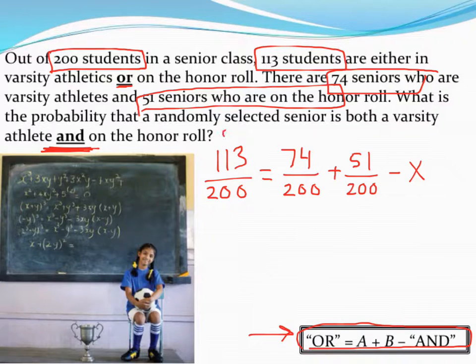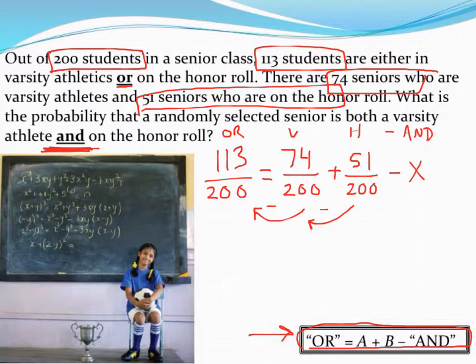So again, here's my OR, how many students are on one or the other. Here's how many students are on varsity alone. Here's how many are on honor roll alone, and I want to make sure I subtract off the AND. Well, I suppose I could have done this without the 200 in the bottom, which would have made it easier to subtract. But at this point, I'm just going to use a calculator and subtract each of these numbers from 113 over 200.